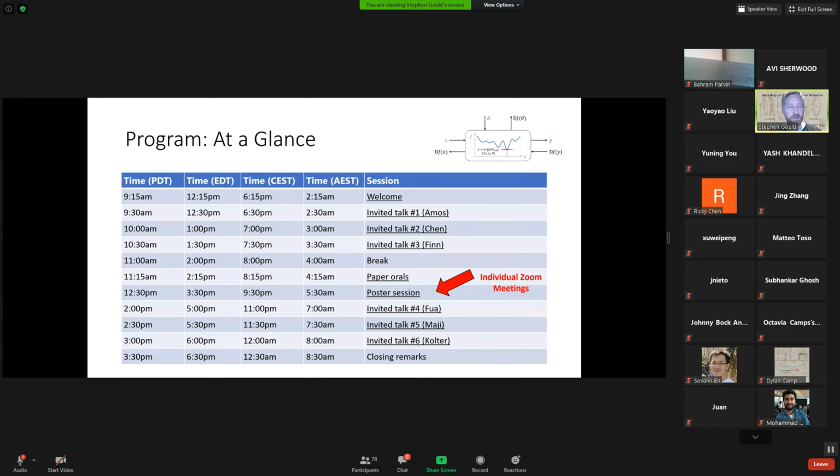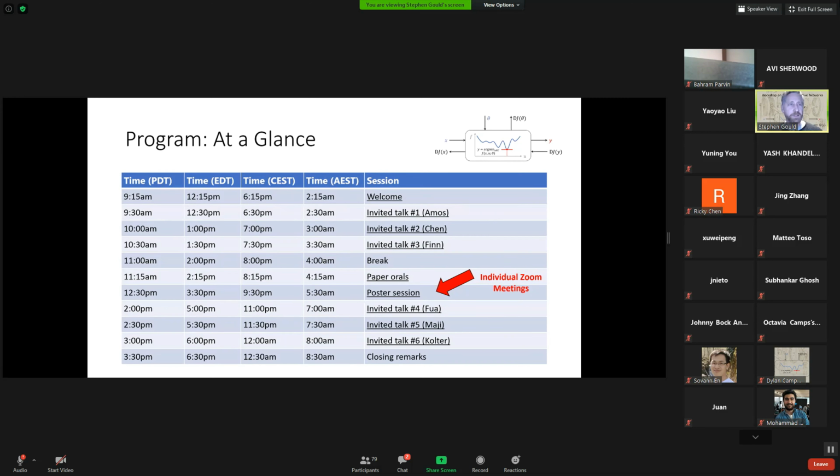The way we'll handle questions during the invited talks and the paper orals is through the chat in Zoom. So one of us will chair the sessions, and the other workshop organisers are going to monitor the chat, and then we can feed those questions to the speaker at the end of their session.